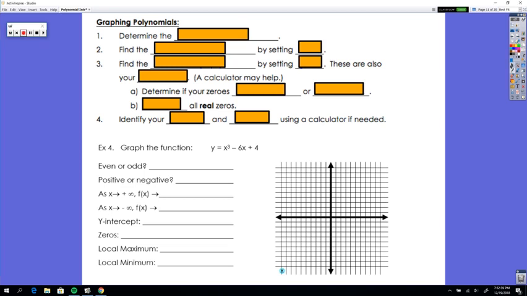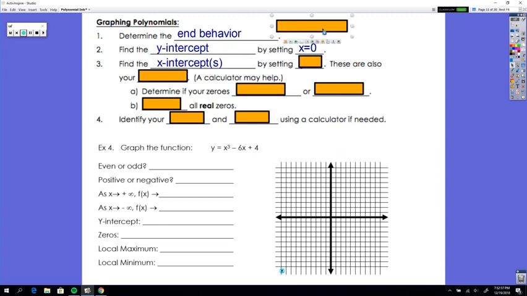So now let's talk about the directions for graphing a polynomial. Step 1, determine the end behavior. Step 2, find the y-intercept by setting x equal to 0. Step 3, find the x-intercept by setting y equal to 0.